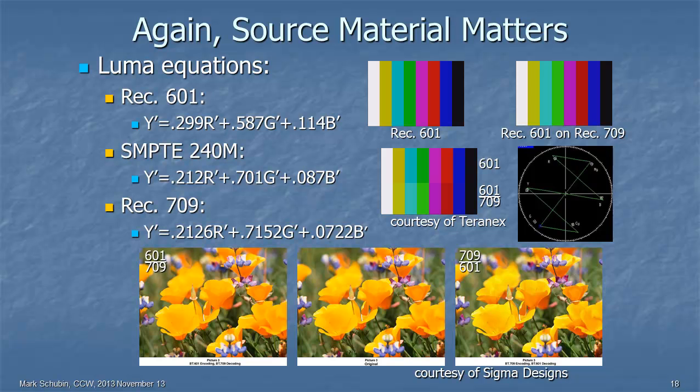Here I'm showing you some wrong colors. On the color bars over here, this is Rec 601 decoded as Rec 601. This is Rec 601 decoded as Rec 709. You can see there's definitely a difference in the color bars, but here is a properly decoded picture. Here is an improperly decoded picture in one direction. Here is an improperly decoded picture in the other direction. If you can see a difference, you're better than I.